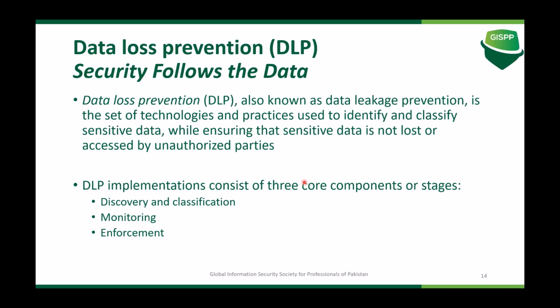Okay, so DLP implementation consists of 3 core components. I'm not sure how it can be prevented. If you know, do share. DLP implementation consists of 3 core components or stages. The first one is discovery and classification. The second one is monitoring, and the third one is enforcement. So these are 3 components or strategies when it comes to implementing DLP.